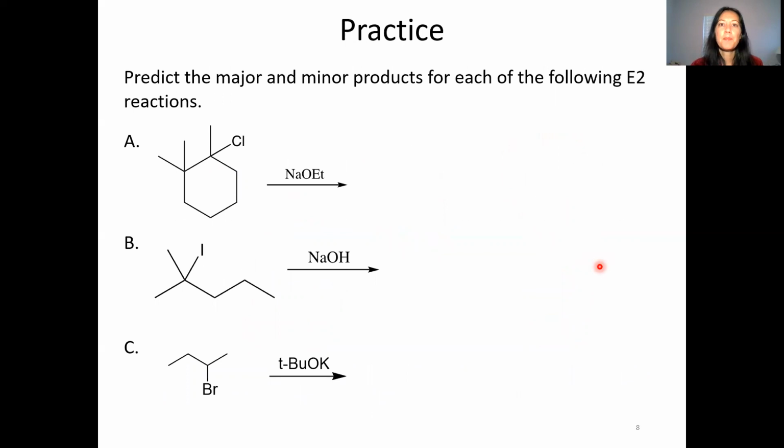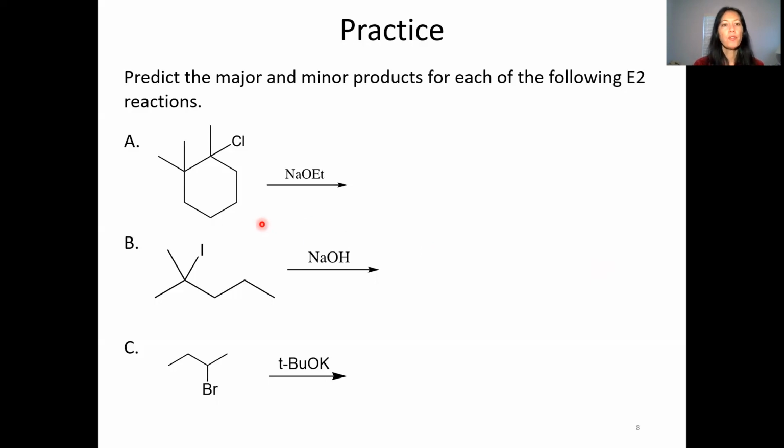Okay, let's practice. I want you guys to predict major and minor products for each of these E2 reactions. So pause this, take your time, write out all the products, and I will go over it.